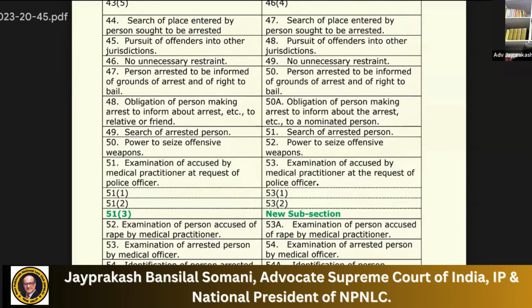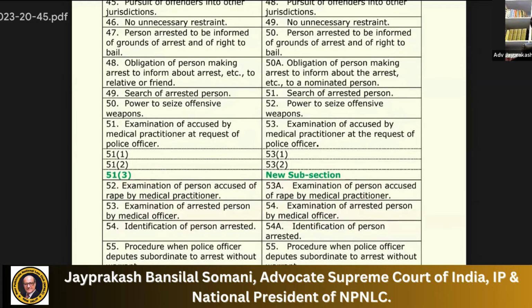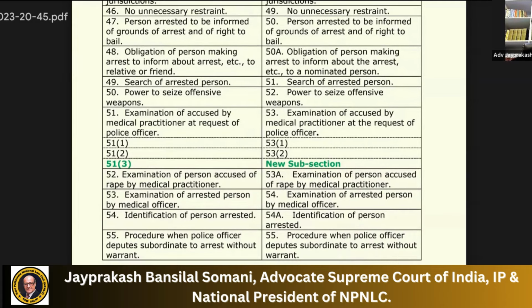In BNSS section 47, person arrested to be informed of grounds of arrest and of the right to bail. Its earlier section was CrPC section 50. Section 48 of BNSS, obligation of a person making arrest to inform about the arrest, etc., to a relative or friend. Its earlier section was CrPC 50A. BNSS section 49, search of arrested person. Its earlier section was CrPC section 51. Only two section differences here. Section 50 of BNSS, power to seize offensive weapons. Its earlier section was CrPC section 52.